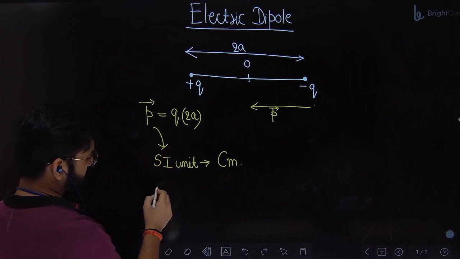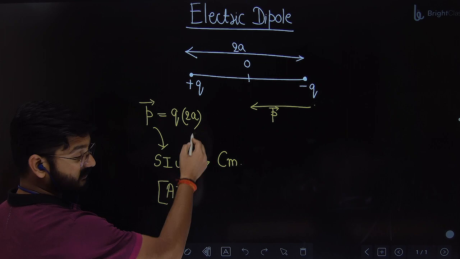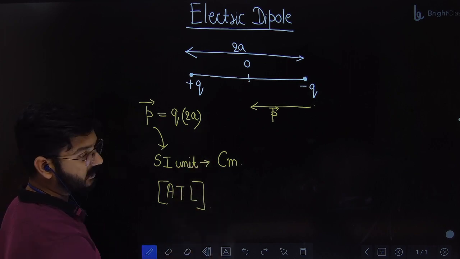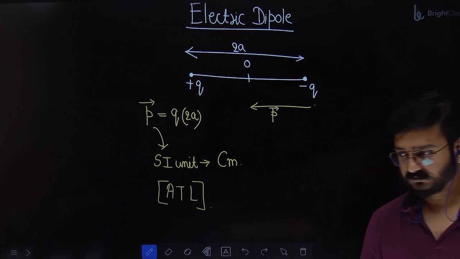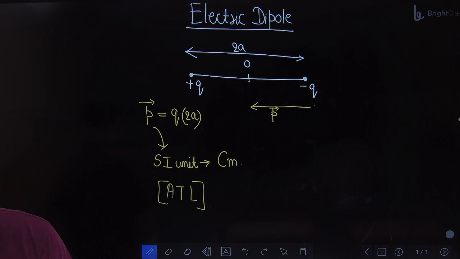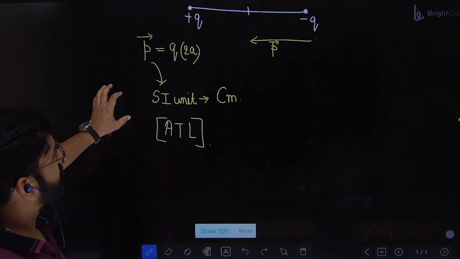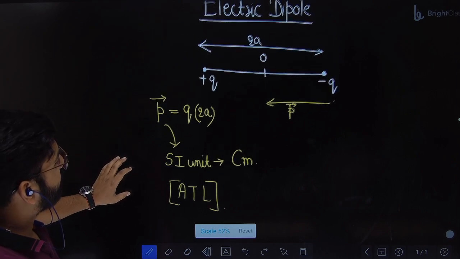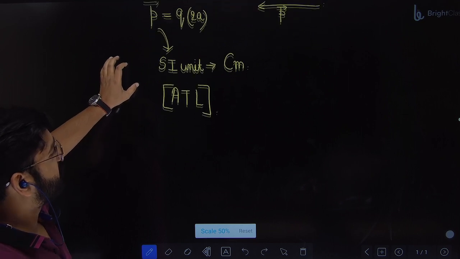Find the dimensional formula. What will be the dimensional formula? Charge is AT and this is distance. Distance is what? L. Charge is AT, distance is L. So this thing is clear to all of you: what is an electric dipole, what is the formula, what is the direction, what is the SI unit, and what is the dimensional formula.